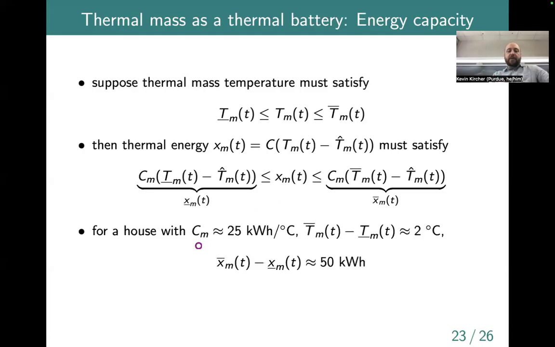And then we can plug in numbers. The C for the thermal mass is typically, again, about an order of magnitude larger than it would be for the indoor air. So for a typical house, we might find about 25 kilowatt hours per degree of thermal capacitance in the mass. And then again, we might have about, say, 2 degrees C of flexibility in its temperature. You multiply those and you get about 50 kilowatt hours. So this again is about an order of magnitude bigger than the energy storage capacity from the air.